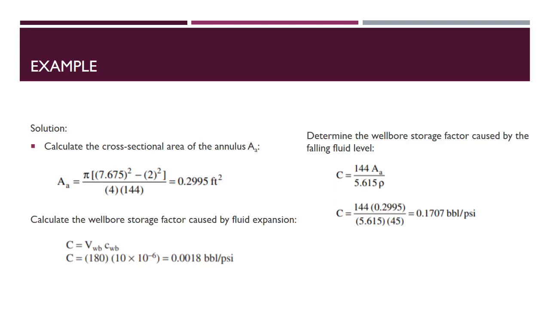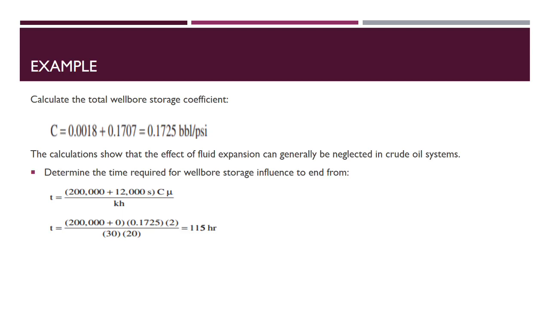To determine the wellbore storage factor caused by the falling fluid level, C is equal to 144 times the cross-sectional area of the annulus A over 5.615 times rho, the average oil density in the wellbore. So C is equal to 144 times 0.2995 over 5.615 times 45. So we can get 0.1707 bbl per psi. For the final solution, calculate the total wellbore storage coefficient. All we need is just to add. So C is equal to 0.0018 plus 0.1707. We get 0.1725 bbl per psi. The calculation shows that the effect of fluid expansion can generally be neglected in crude oil systems.